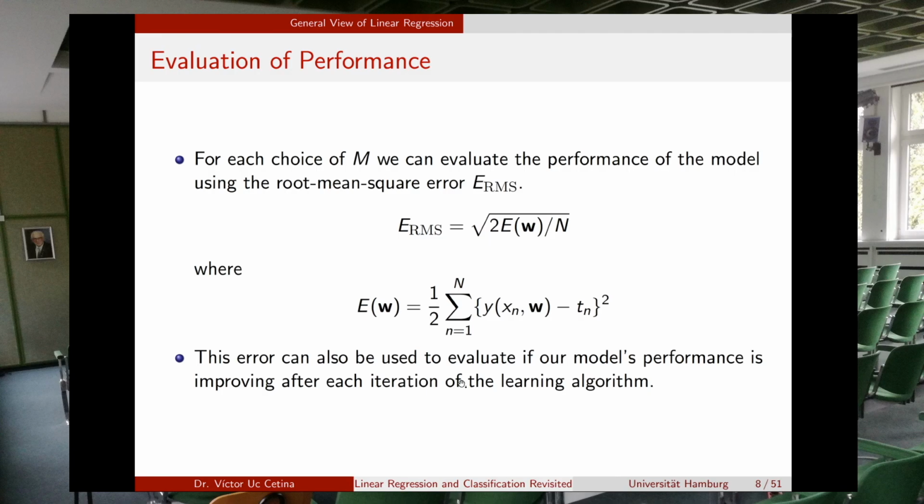This error can also be used to evaluate if our model's performance is improving after each iteration of the learning algorithm, and this is actually what you need to do. After every iteration of your algorithm, you need to plot this error, so you can see that it is really going down and that it is not oscillating, because if it is oscillating, it might indicate that maybe your algorithm is not correctly implemented, or maybe that your alpha is very big and you need to make experiments with smaller alphas, for example. So it is very important to plot the error.